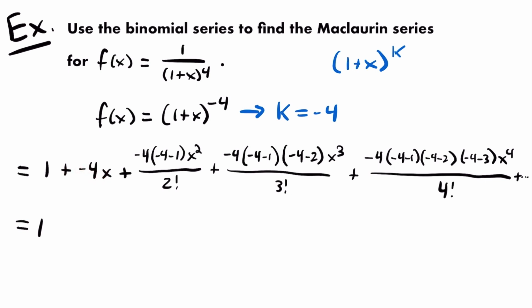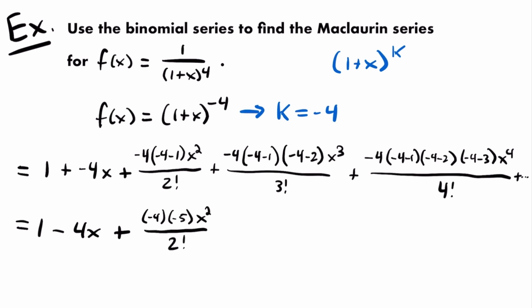Okay, so if we simplify a little bit, we'll have 1, and then we have plus negative 4x. I'm just going to make that minus 4x, right? Adding negative 4x is the same as subtracting 4x. And then let's add that to our next term. We have negative 4 times negative 4 minus 1, which is negative 5, and that's multiplied by x squared, and that's still divided by 2 factorial.